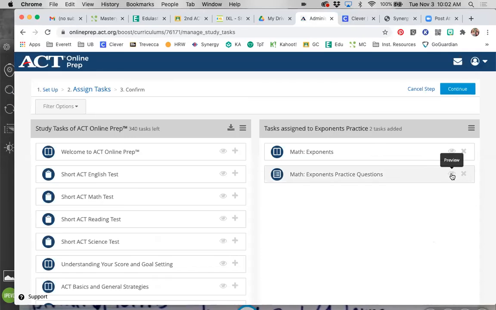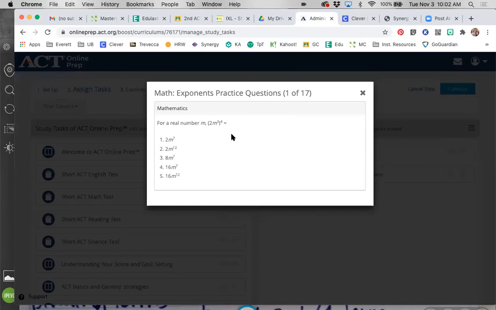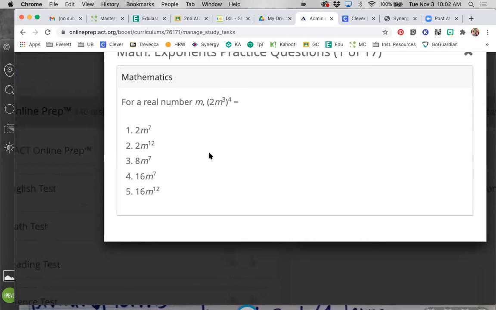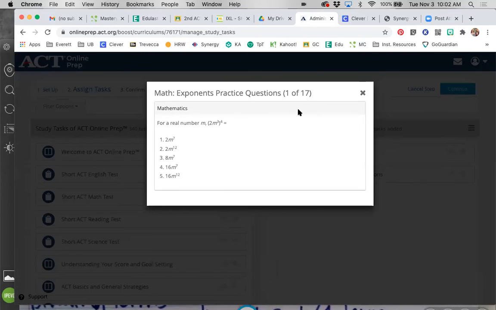Then there are 17 questions on exponents and they are ACT style questions. Now, whether you choose to answer those by using the rules that we talked about or by using the strategy, it's totally up to you. Just do your best. Any questions?